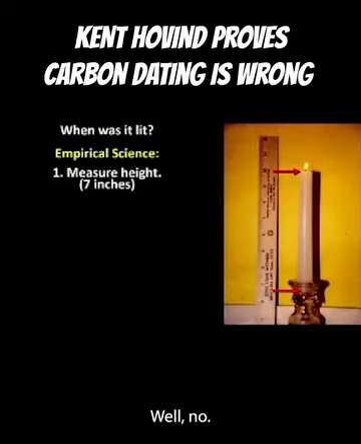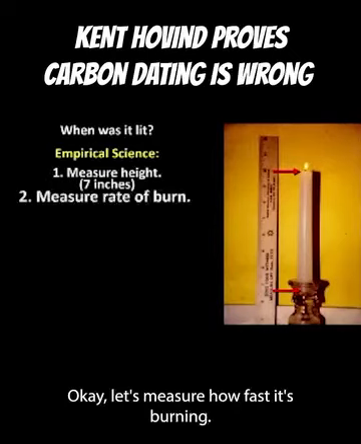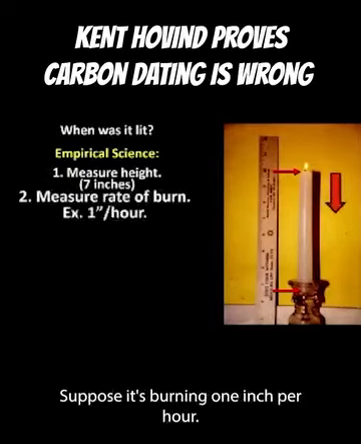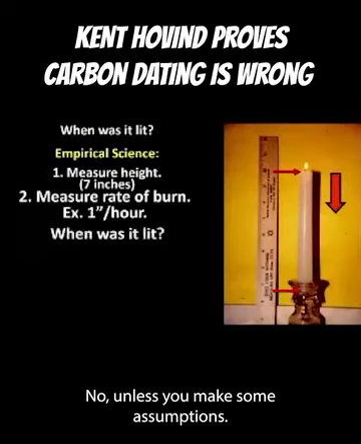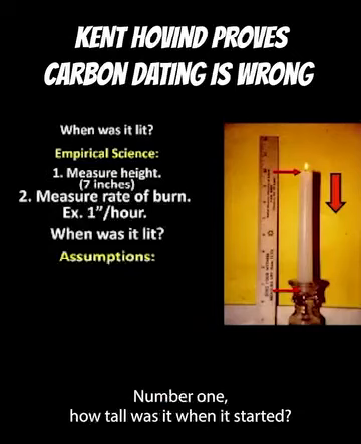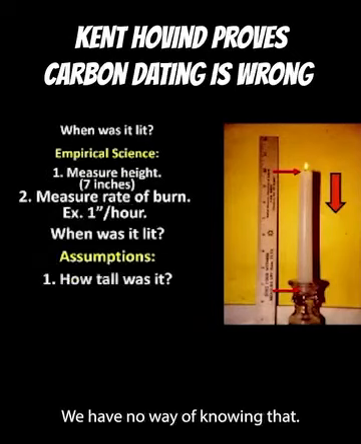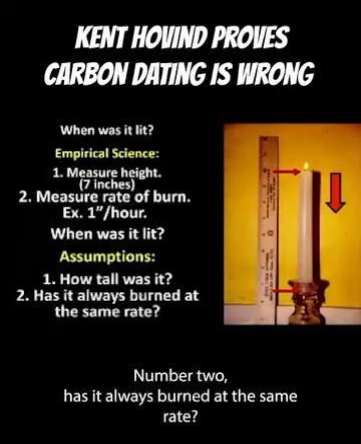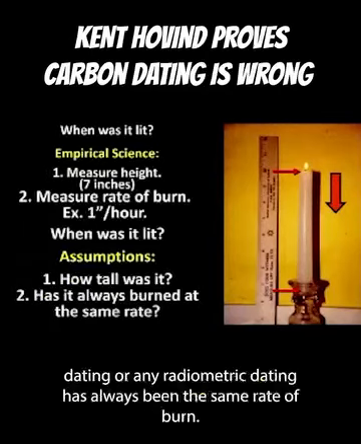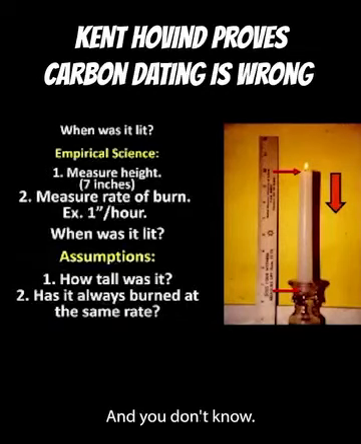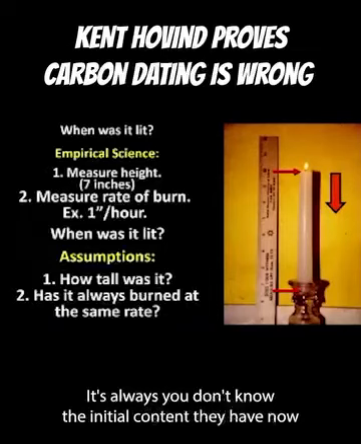Well, no. Okay, let's measure how fast it's burning. Suppose it's burning 1 inch per hour. Now, can you tell me, when was it lit? No, unless you make some assumptions. Number one, how tall was it when it started? We have no way of knowing that. Number two, has it always burned at the same rate? We don't know that. You don't know that carbon dating or any radiometric dating has always been the same rate of burn, and you don't know the initial content.